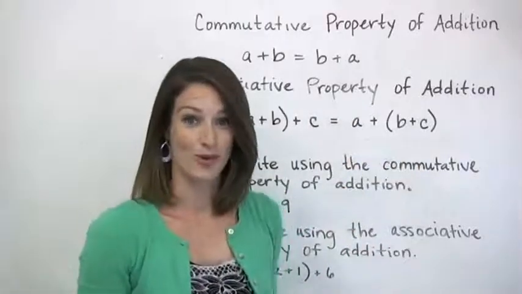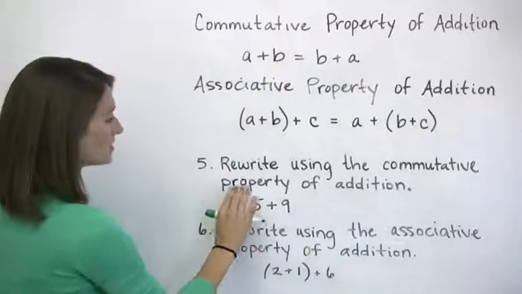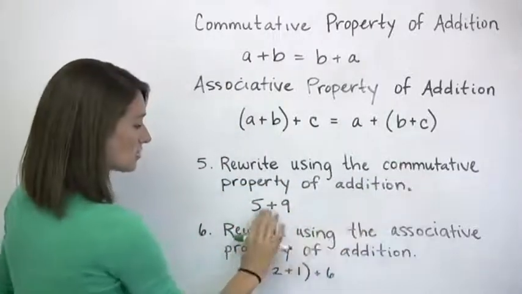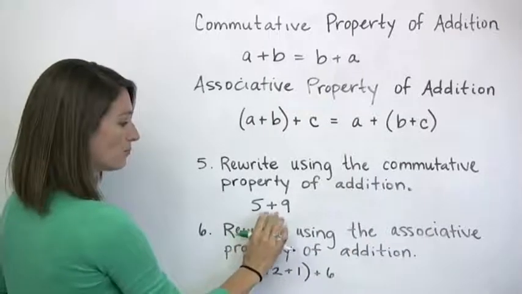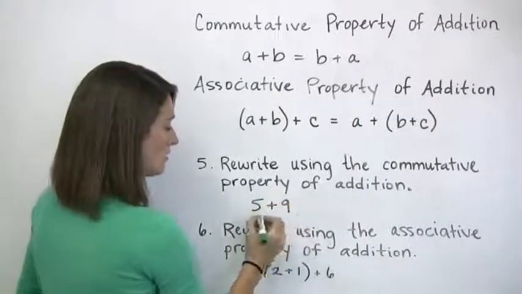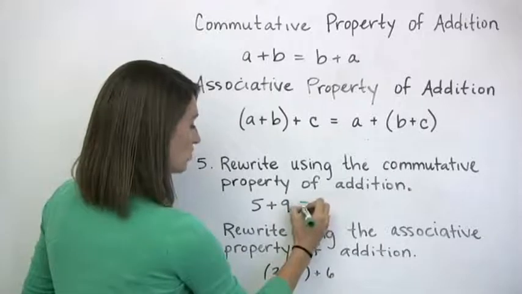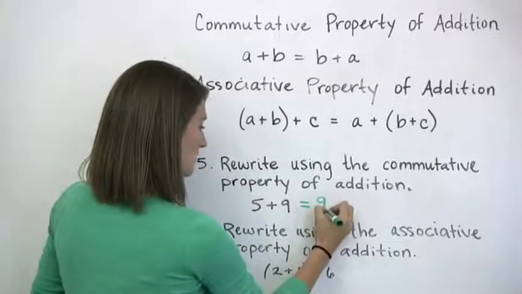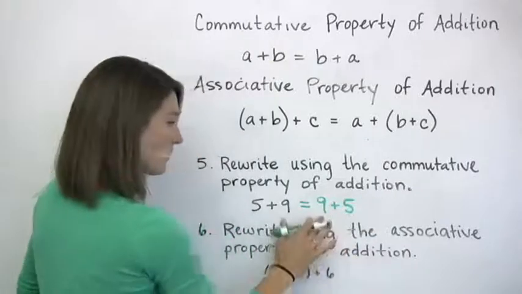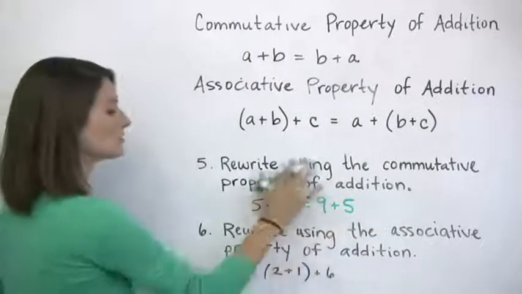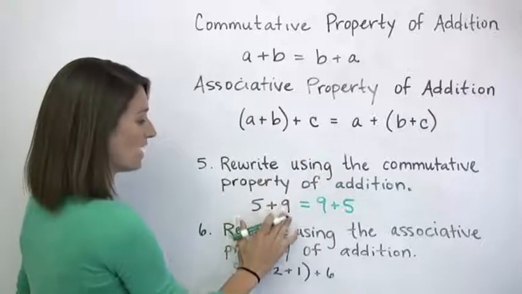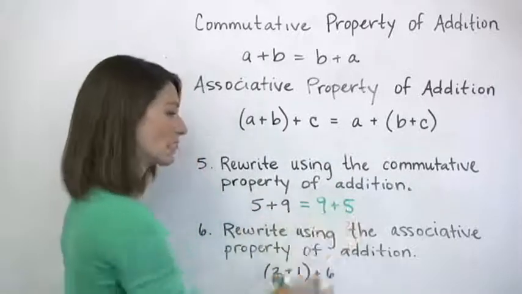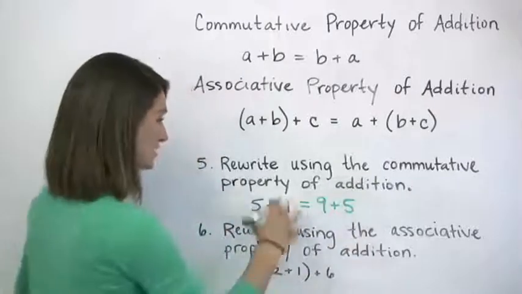So notice we changed the grouping symbols here for these sums, and yet they are still equal. So let's practice these properties. The first problem here says rewrite using the commutative property of addition. So we're going to rewrite the sum 5 plus 9 using this property. So 5 plus 9, we're going to change our order and not change the result. So we have 9 plus 5. So this uses the commutative property of addition. We can change our order, not change the result. We're not going to work through this sum right now, we're just practicing with using these properties.